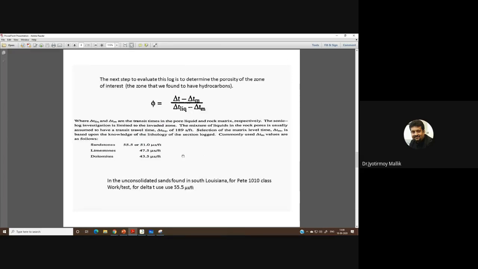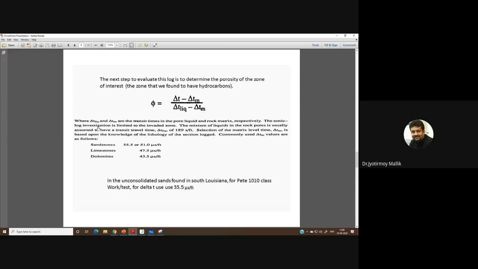Now, there is another type of curve which we call the sonic curve. From the sonic curve, you can calculate the porosity. Porosity is calculated using this formula: delta T minus delta Tm, divided by delta T liquid minus delta Tm, where delta T liquid and delta Tm are the transit times in the pore liquid and rock matrix respectively.